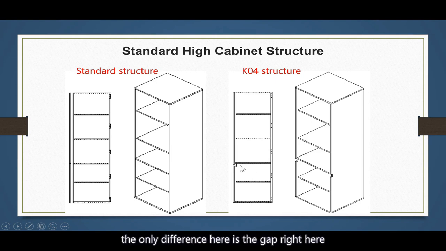the only difference is that it made a little gap right here to install the on the side panels to help install the KO4, and it made the bottom panels a little bit shorter to form a gap right here to allow the hands to come in to pull the doors out. Okay, this is the KO4 structure.